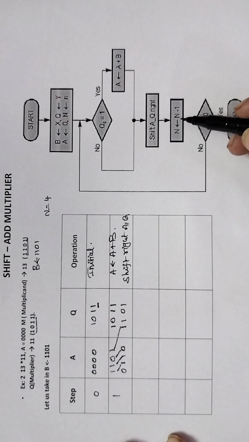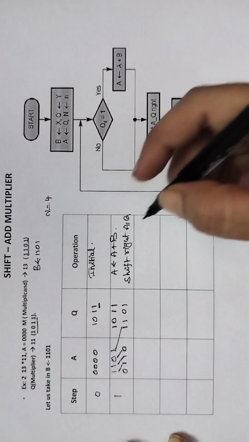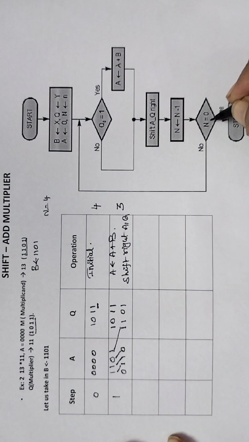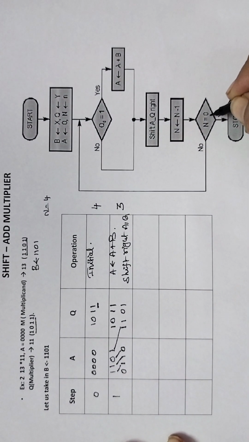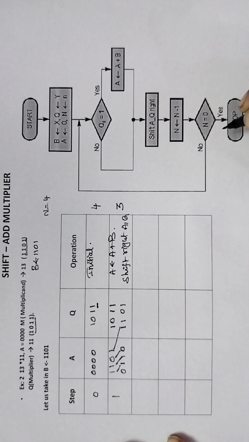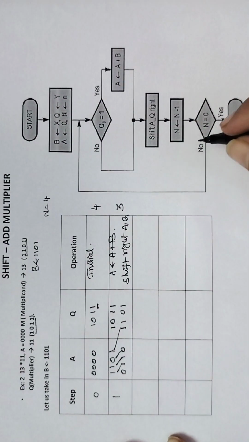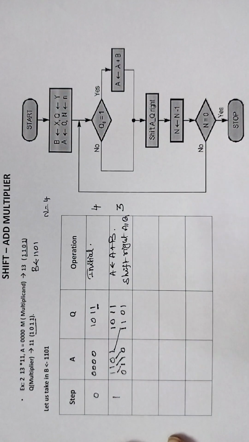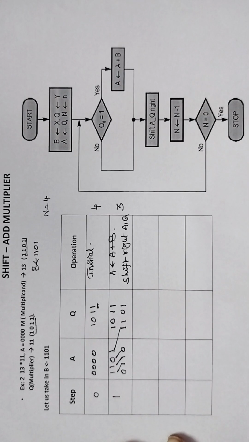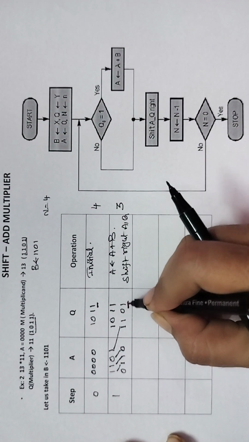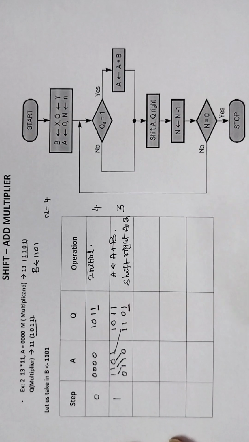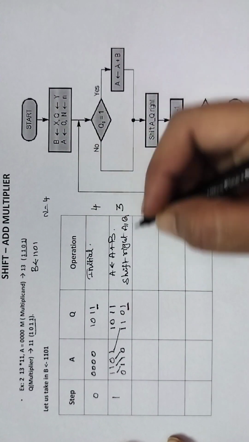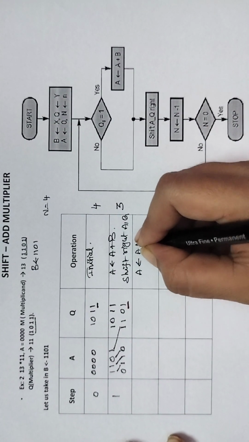After performing the shift right, N is reduced by 1. Initially N is equal to 4, now N is reduced to 3. We check the condition whether N is equal to 0. If N is equal to 0, we have to stop the process. Otherwise, we have to repeat the same process. So we check again with Q0. What is Q0 for us? Q0 is equal to 1 again. If it is 1, what do we have to do? Yes, we have to do A = A + B.